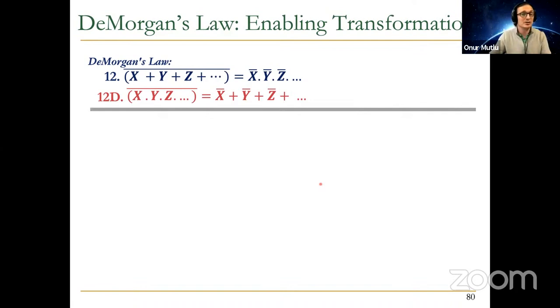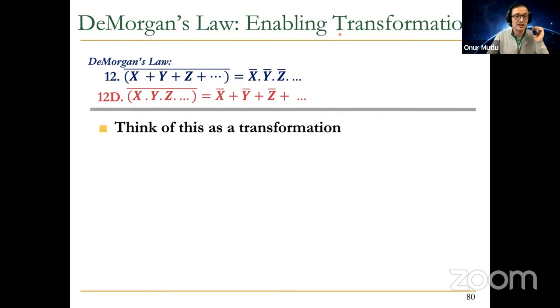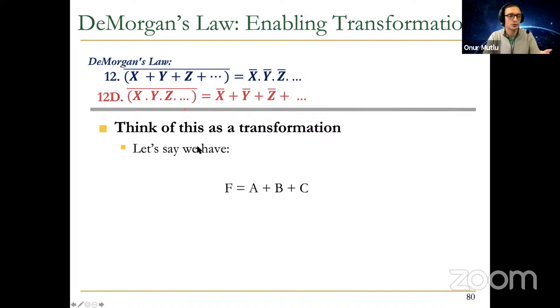So De Morgan's law is also interesting because it enables some more transformations. And I'm going to later tell you why this is important. So basically, this is a transformation. Let's say you have f equals abc. So De Morgan's laws are this, basically. This is the dual: x plus y plus z plus dot, dot, dot, inverted means x inverted and y inverted and z inverted dot, dot, dot, basically. And this is the dual of it.